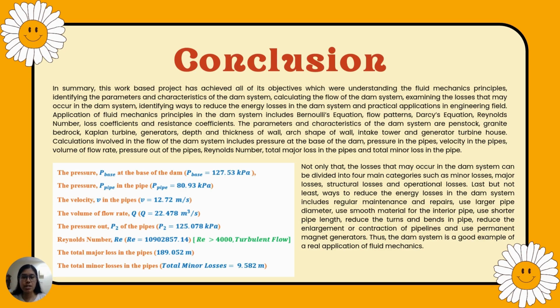Last but not least, ways to reduce the energy losses in the dam system include regular maintenance and repairs, using a larger pipe diameter, using smooth material for the interior of the pipe, using a shorter pipe length, reducing the turns and bends in pipes, reducing the enlargement or contraction of pipelines, and using permanent magnet generators. Thus, the dam system is a good example of a real application of fluid mechanics.